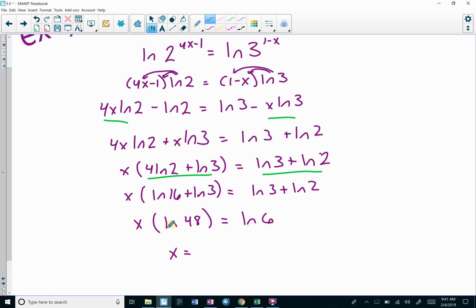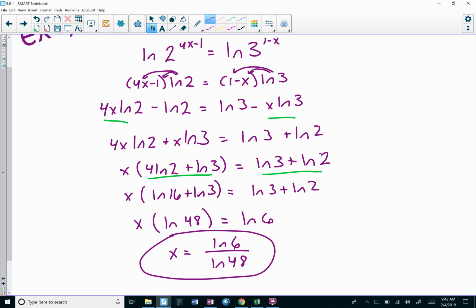I want to get x by itself. So divide by natural log of 48. I get natural log of 6 over natural log of 48. And that is all I can do to that. Don't try to reduce the 6 and the 48. I know it's tempting, but they're in 2 different logs, so it doesn't work that way, okay? So make sure you just kind of leave it as is. Once you've condensed these kind of steps, you are done after you divide.